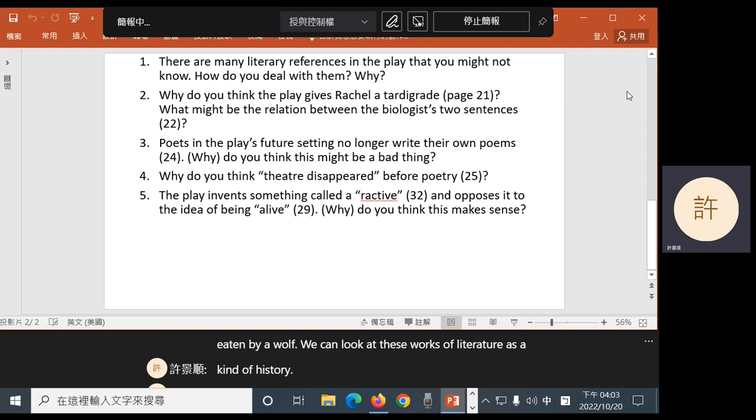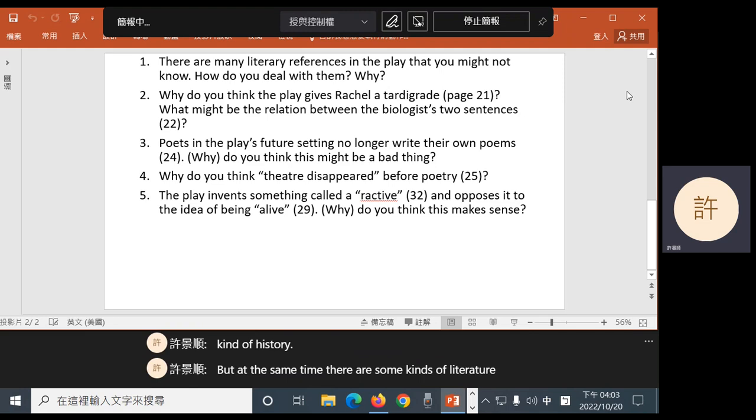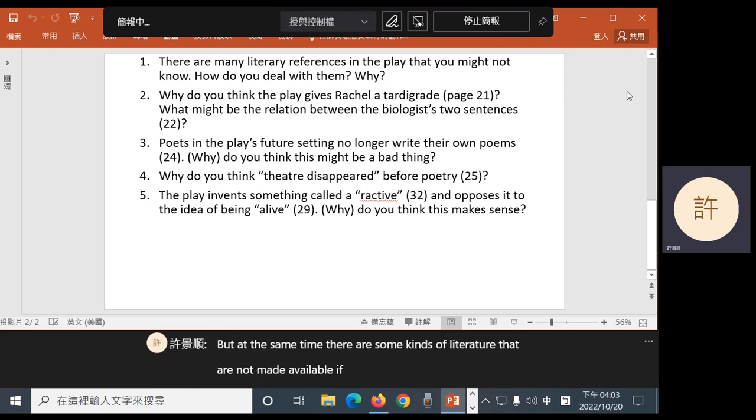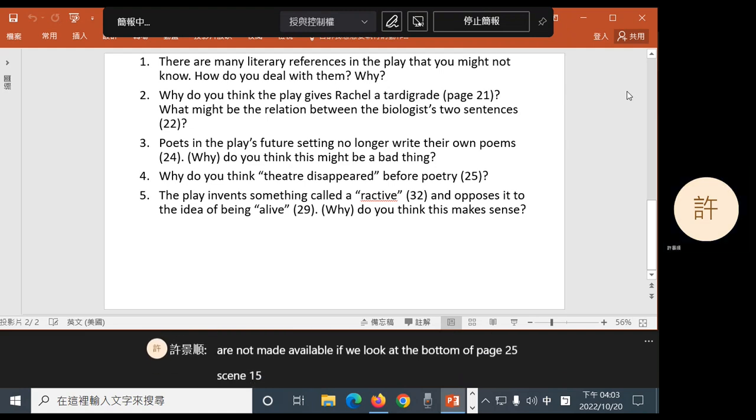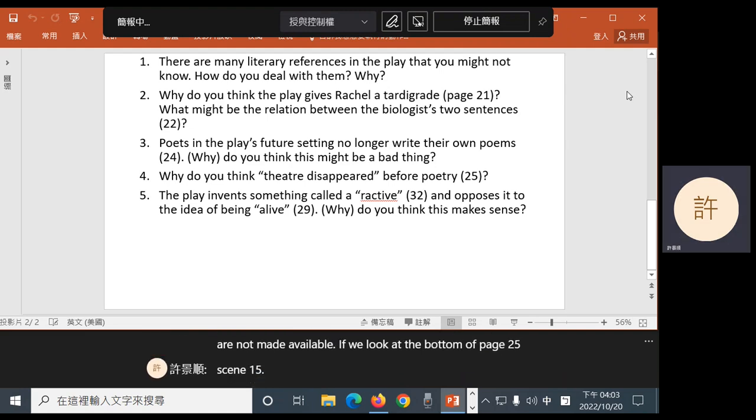But at the same time, there are some kinds of literature that are not made available. If we look at the bottom of page 25, scene 15, six lines from the bottom. Let's see, 1, 2, 3, 4, 5, 6. In the middle, now. "Thanks to careful lobbying of the authorities, the plays of William Shakespeare are accessible again, reclassified under poetry."